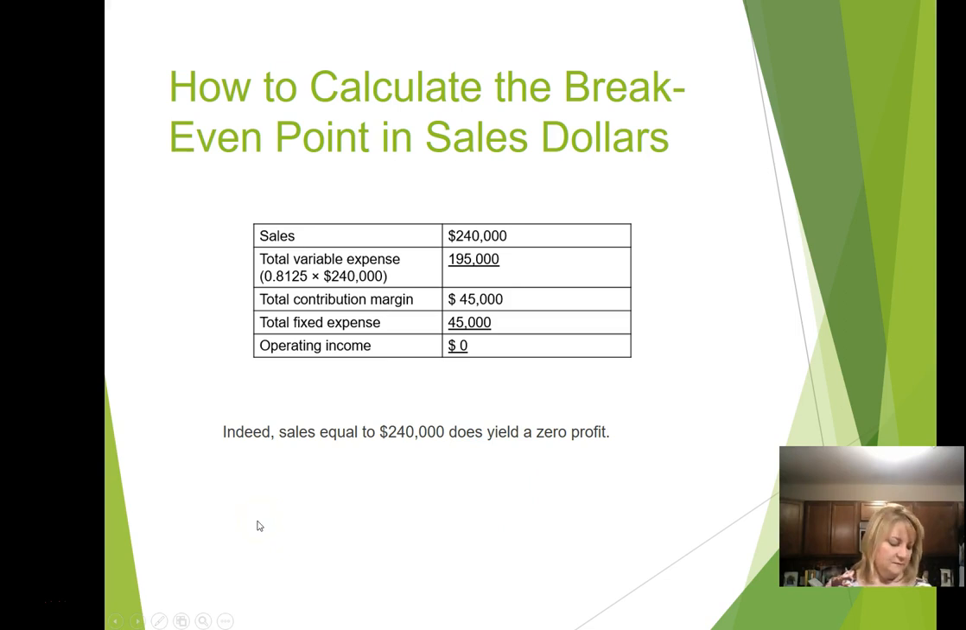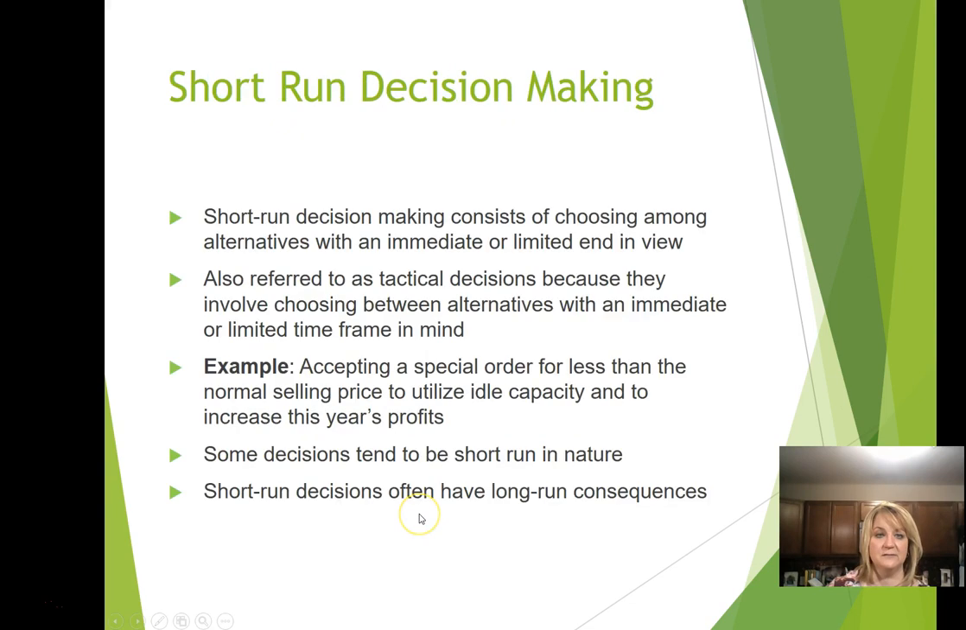So that is what we're going to go over with the CVP analysis. Now I want to talk a little bit about going into Chapter 8. We're going to talk about short-run decision making and what it consists of.